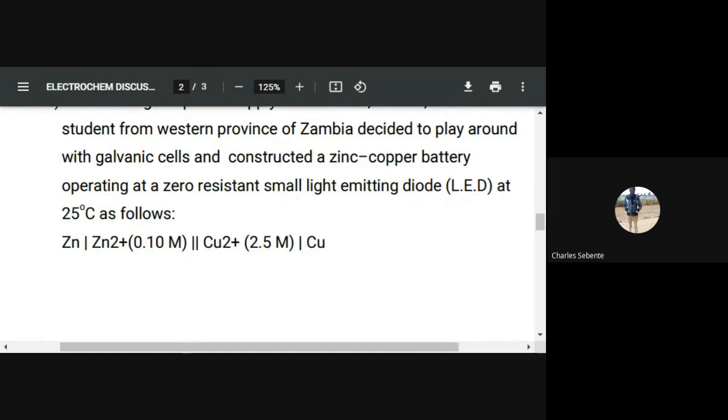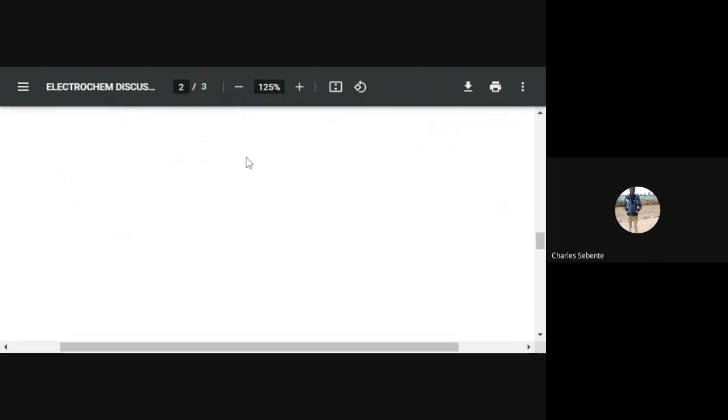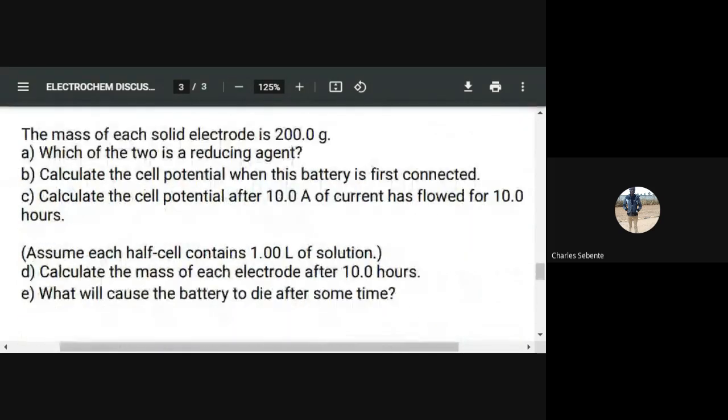So after that, now you can find the E cell using the Nernst equation. Use the Nernst equation to find the E cell.